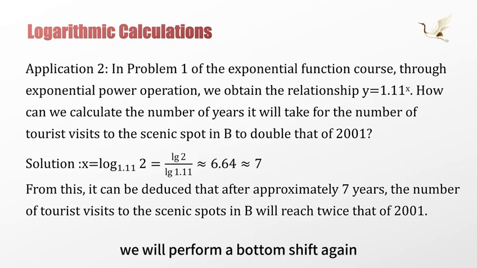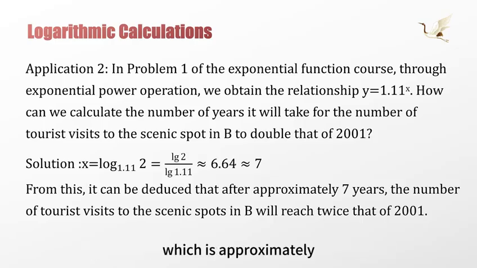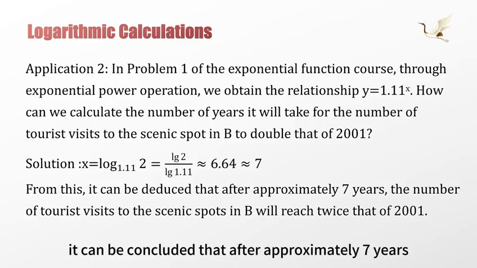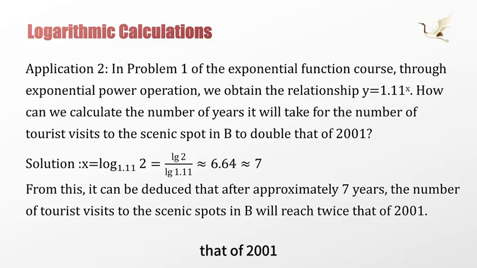We will perform a base change again, with 10 as the base, so log 2 over log 1.11. By looking up the table, we can obtain this value, which is approximately 6.64, about 7. From this, it can be concluded that after approximately 7 years, the number of tourists to scenic area B can double that of 2001.